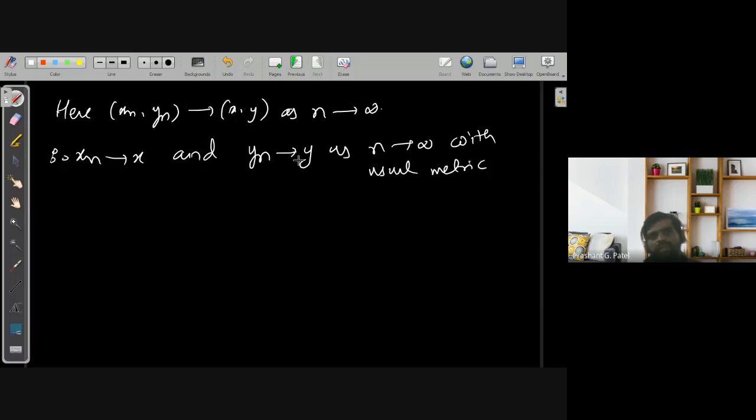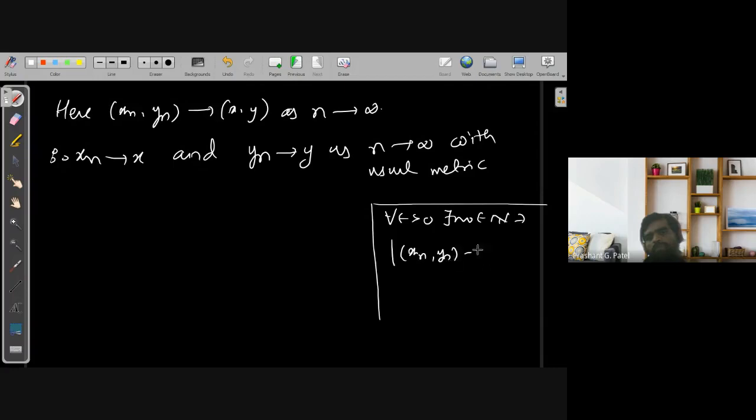Why can we say this? Because what does it mean? The meaning of this is: for every given epsilon greater than 0 there exists n0 belongs to N such that the modulus of (xn, yn) minus (x, y) is less than epsilon for every n greater than or equal to n0. But what is the meaning of this modulus? It means that the square root of (xn minus x0) square plus (yn minus y0) square is less than epsilon for every n greater than or equal to n0.